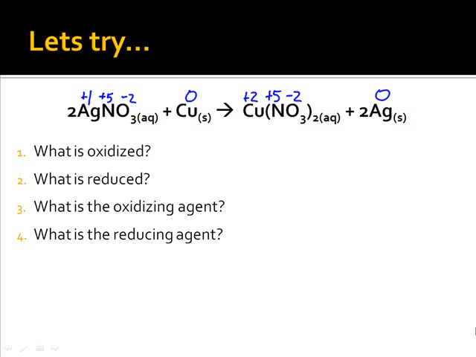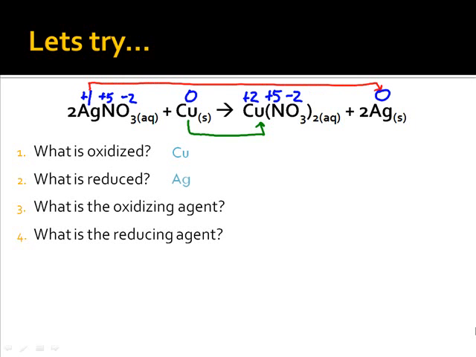So, which one is oxidized? Well, copper has gone from a 0 to a +2. In order to increase your oxidation number, you must have lost electrons. So which one's oxidized? Copper. How about which one's reduced? Well, silver has gone from a +1 to a 0. So it has reduced in charge. It's become slightly more negative, gone from a positive 1 to a 0, so it's reduced.